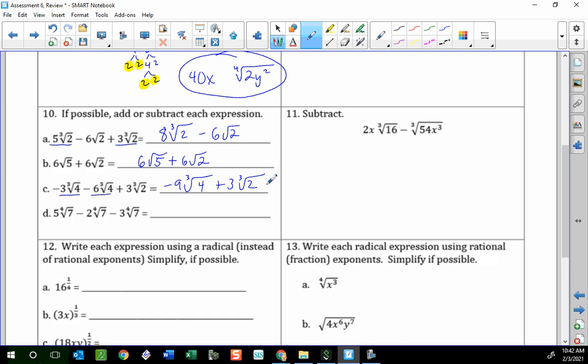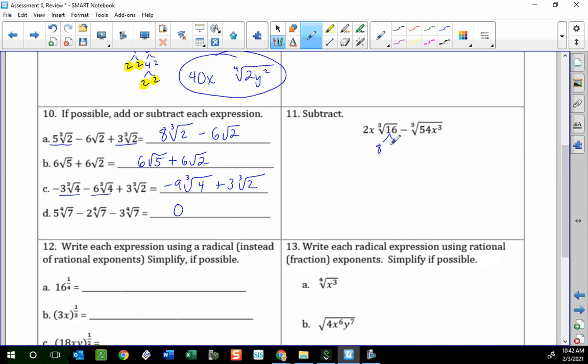All right, and looking at the bottom, they're all 4th roots of 7, so they all have similar things in the front. So 5 minus 2 is 3, and 3 minus 3 is 0, so that's nice. All right, with number 11, these do not match, and so I need to reduce each of them to see if they will match. So let's take a look.